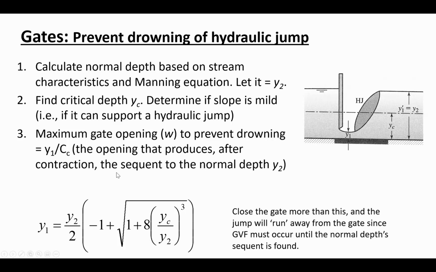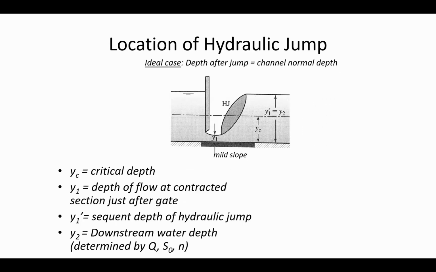And if you close the gate, so if W is less than that limit, then that's going to push the hydraulic jump further away. And if you open the gate more, then that brings the hydraulic jump towards the gate. So these relationships, the jump can run away from the gate or it can approach the gate until it drowns the jump. Now, again, the ideal case is just that the hydraulic jump occurs immediately after contraction. And it can do that when the normal depth downstream equals the sequent depth of the hydraulic jump.